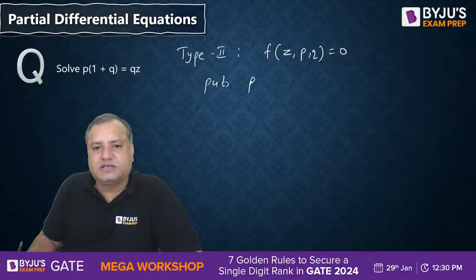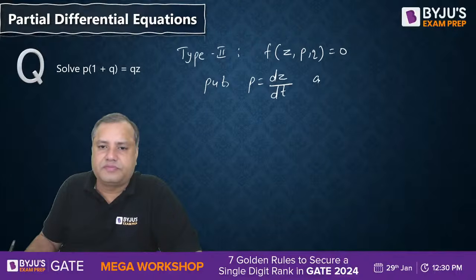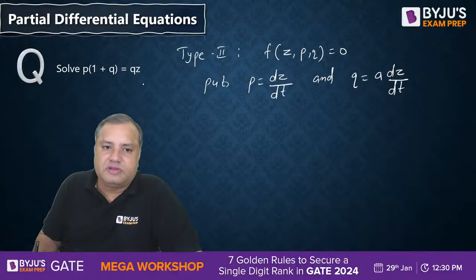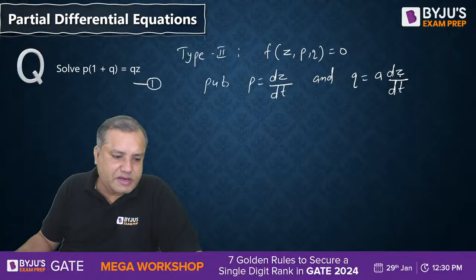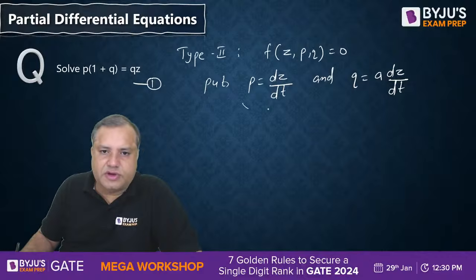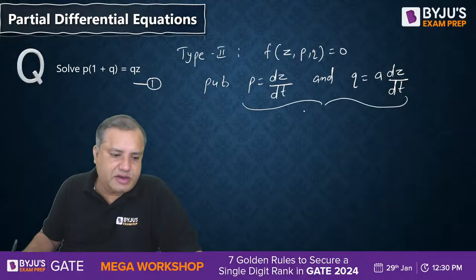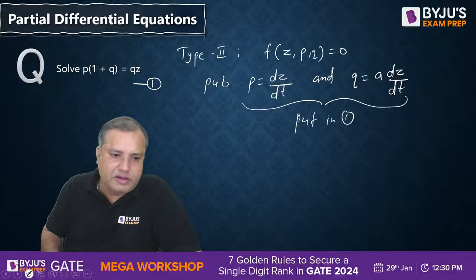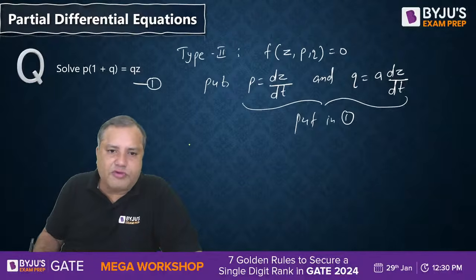Working rule is p equal to dz by dt and q equal to a dz by dt. This you need to put in the given equation. Put in the given equation, equation number 1.